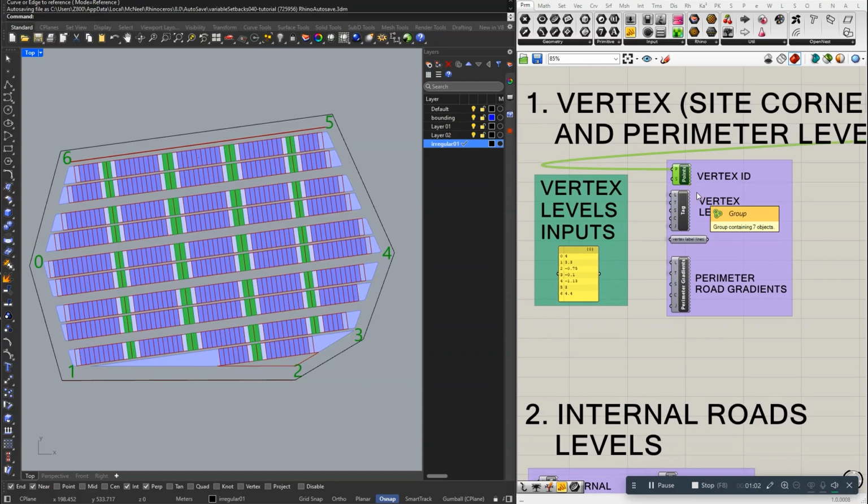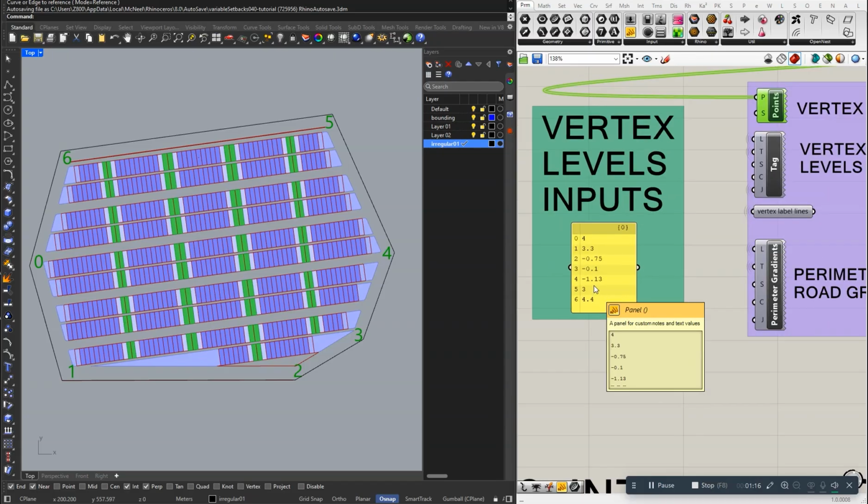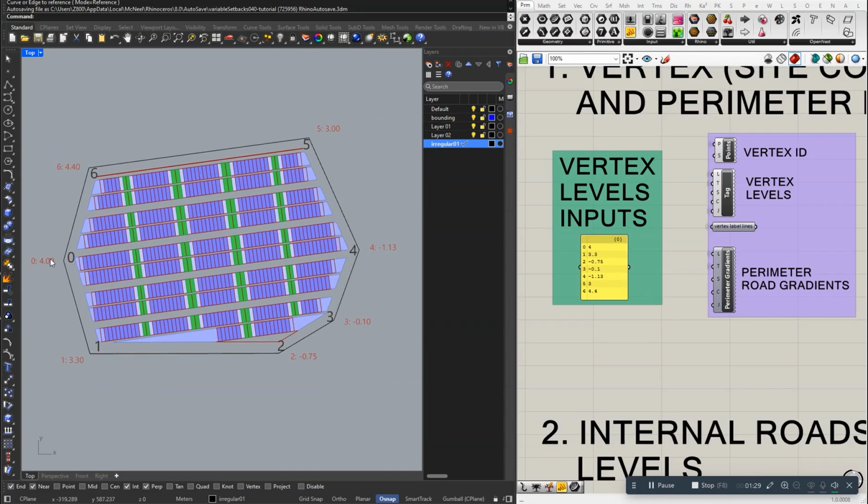So we'll turn on the ID of the vertex, so we'll know which vertex levels to input right here, and these are the levels that we will be inputting. These are the vertex levels display. As you can see, index 0 is 4, index 1 is 3.3, index 2 is negative 0.75, and so on. Next, we have the label lines for visual aid, and lastly, the gradients for the perimeter roads.